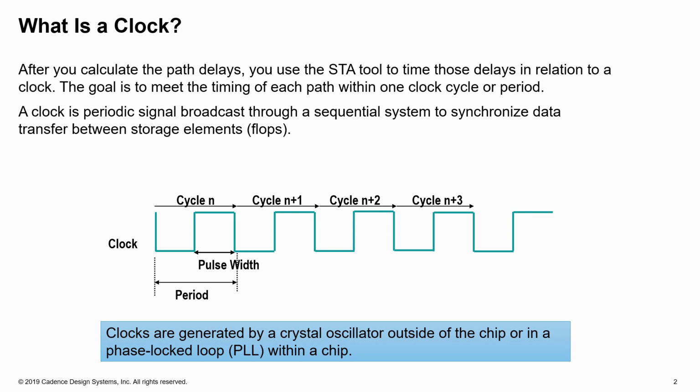These clocks are periodic signals that are broadcast, and they are generated either on the chip or outside of the chip. When generated outside of a chip, it's via a crystal oscillator, and if you generate it within the chip, you use a phase lock loop, or PLL.